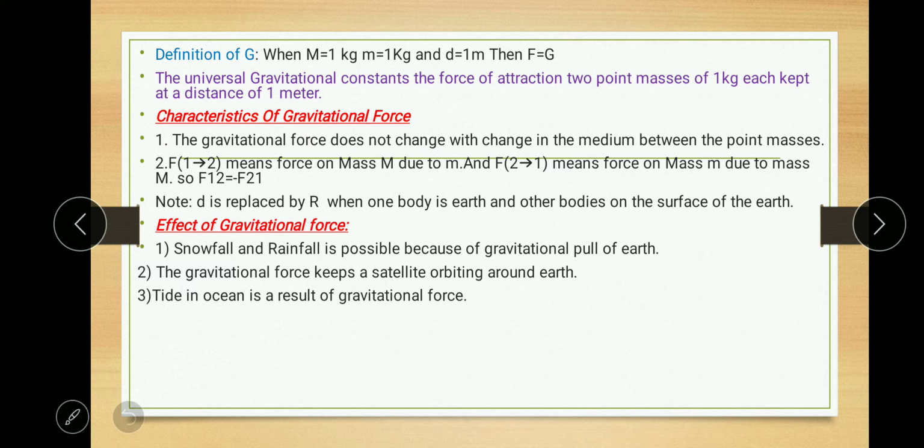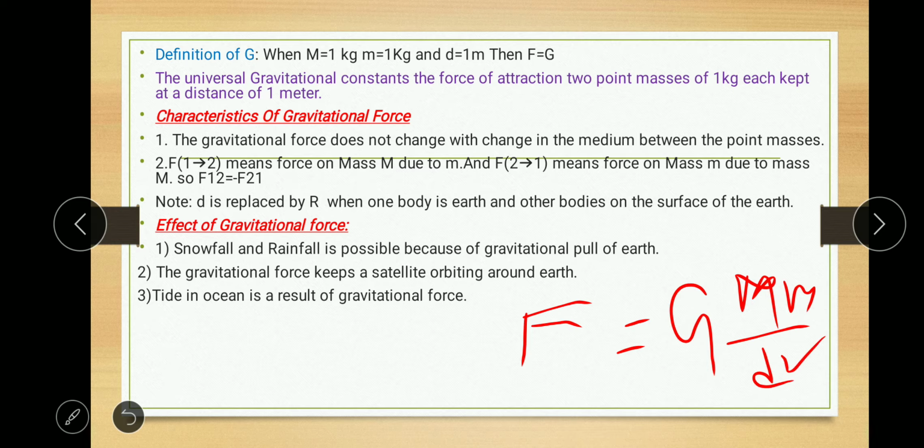Definition of G. You have found the value of G. Now we will learn the definition of G. When capital M equals 1 kg, small m equals 1 kg, and d equals 1 meter, if all are 1, then F equals G. You know the formula, F is equal to G capital M small m by d square. So M, m and d are 1 kg, 1 kg, 1 meter, then F equals G.